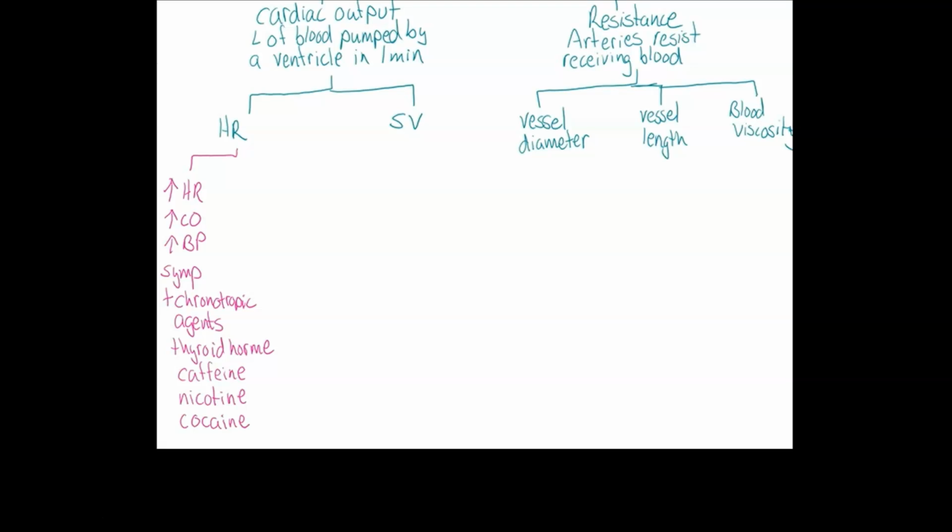You can also decrease heart rate. If you decrease heart rate, you decrease cardiac output, which decreases blood pressure. Parasympathetic stimulation will decrease heart rate, as will negative chronotropic agents. This would include things such as beta blocker and calcium channel blocker drugs.